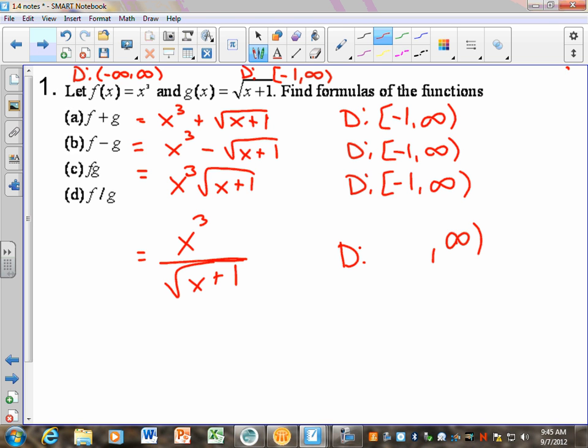So we don't want to say everything but -1. Do you still agree that we can't go less than -1 because of the square root? So we still have to say -1 is a stopping point. The only difference is I can't plug -1 in here because then I would have -1 over 0. It's my stopping point, but I'm not allowed to use it. So how do I show that in my domain? Parenthesis instead of bracket. That's it.